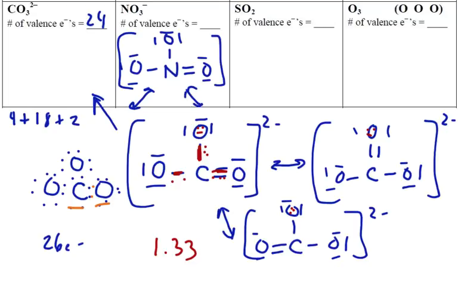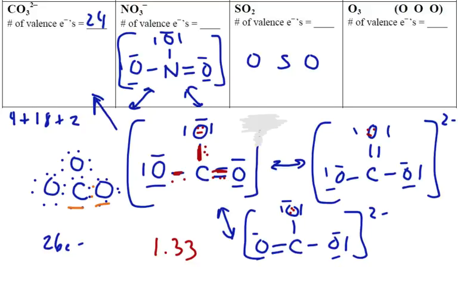SO2, if we try to do this one, we're still going to have S. We'll put the O's on the outside. Okay, we'll give everybody an octet. And I really need more room. So I'm going to stop for a second and make some room. I was trying to make some room, but that's not going to happen.